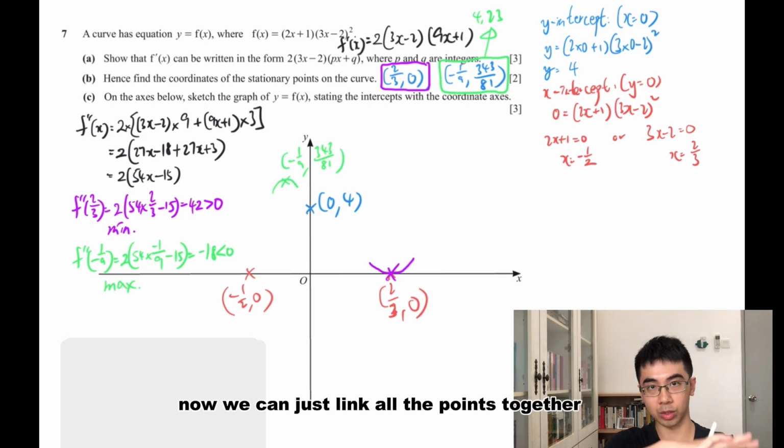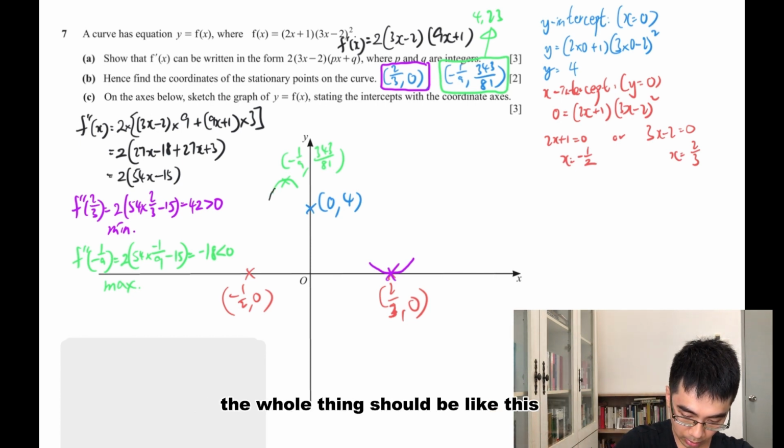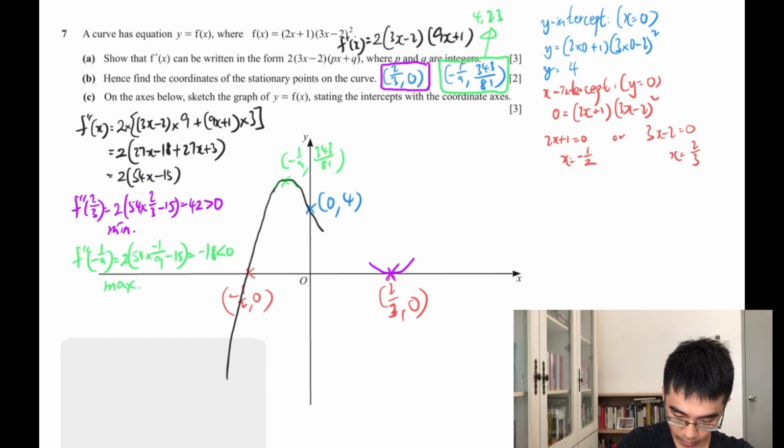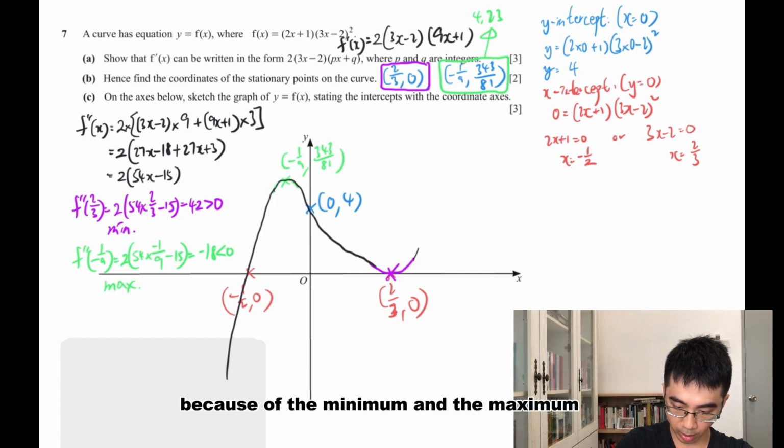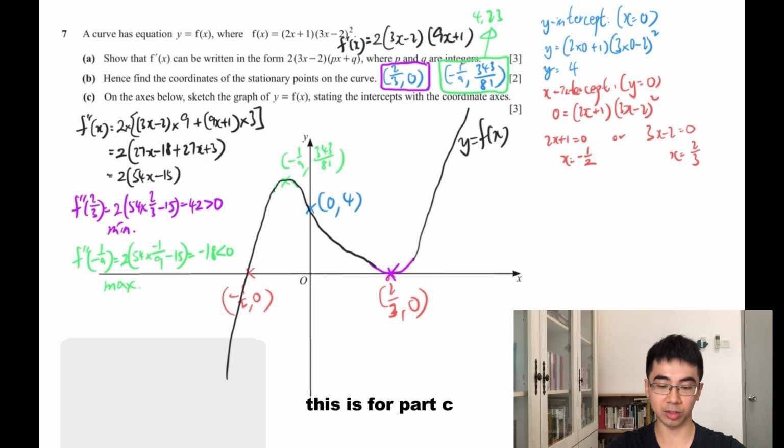So now we can just link it together. The whole thing should be like this. Alright, because of the minimum and the maximum. So this is the graph for y is equal to f of x. And this is for part C.